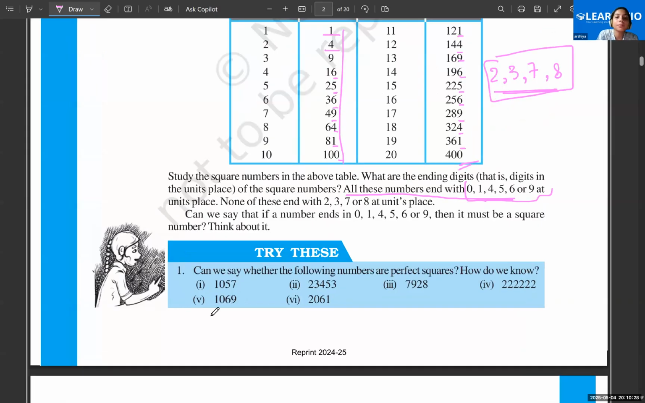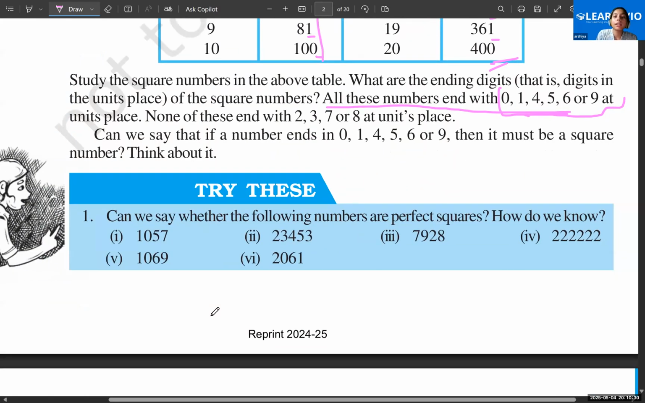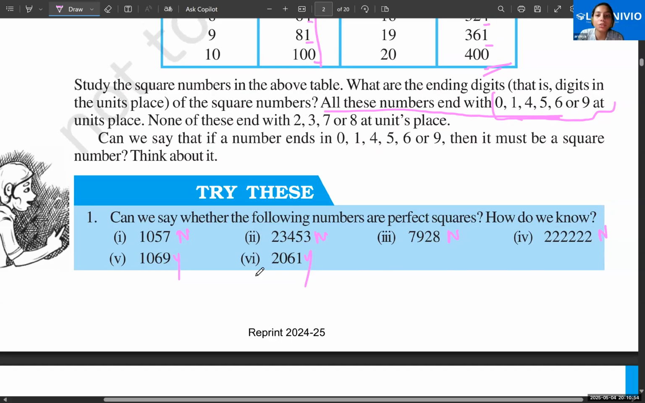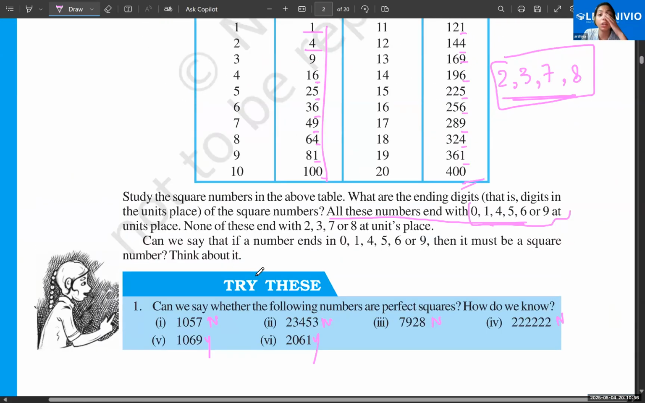Question number 1. We have to tell whether these numbers are perfect squares or not. The first number, no. First one, no. Second one, no. Third one, no. Fourth one, no. Fifth one, yes. Sixth one, yes. Easy, right? Is it clear? Yes, Mom. That was the first question you'll have.